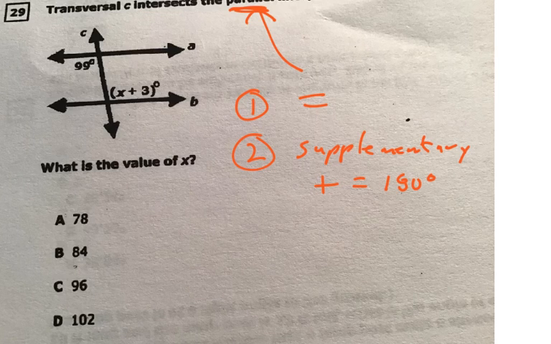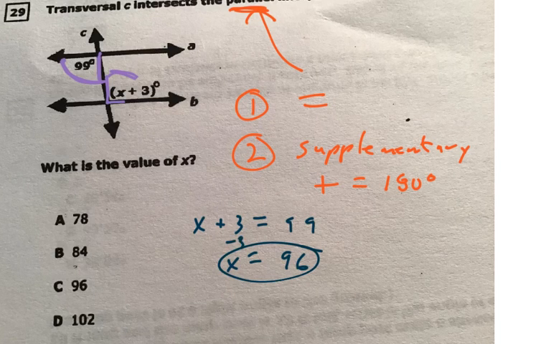Okay? Now in our case, if you look carefully enough, you will notice that this angle is 99 degrees, a little bit bigger than 90. And this angle here, if you look carefully enough, is also bigger than 90. They're both large angles, therefore they must be the same. So our math is simply going to be x plus 3 must equal 99. So x would be 96 once I minus 3 both sides. And so the answer is C.